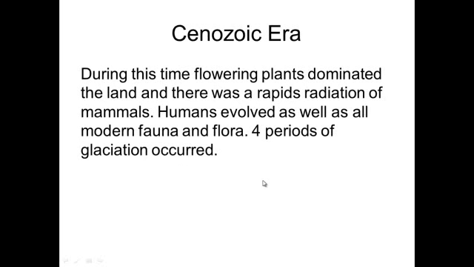But that leads us to the Cenozoic era, which is the one we're currently in. During this time, the flowering plants dominate the land. We have pine trees and ferns and stuff like that, but mostly what we have are the angiosperms. Humans evolved. We have 4 periods of glaciation.